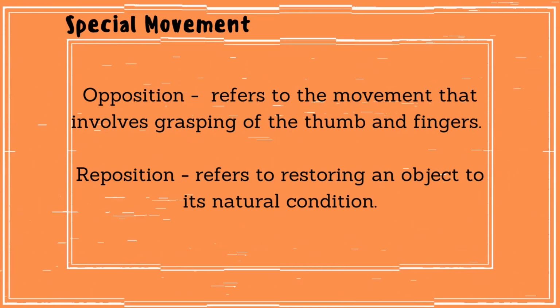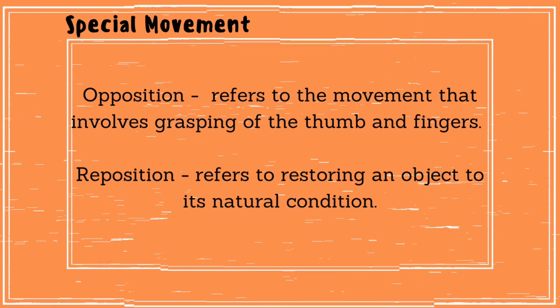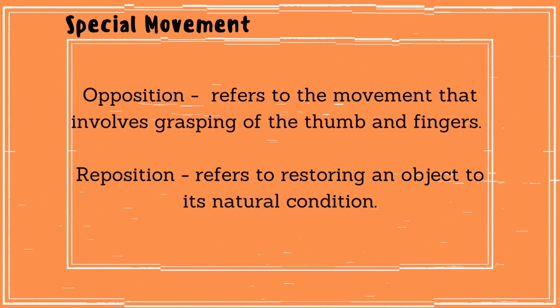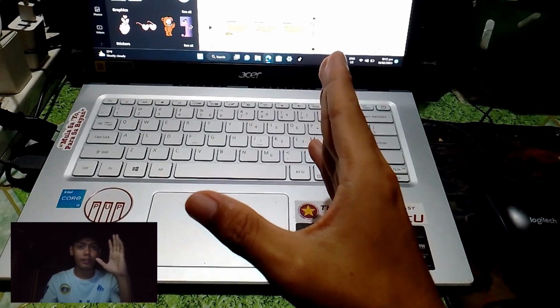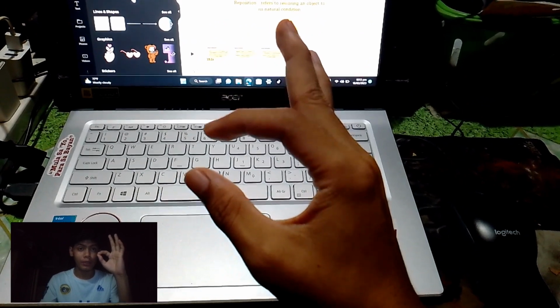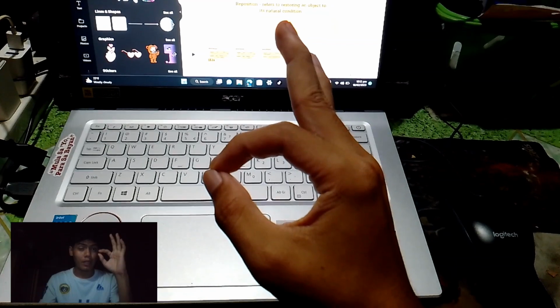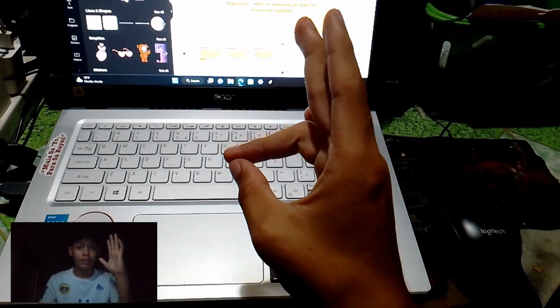And the last is the opposition. When we say opposition, it refers to the movement that involves a grasping of the thumb and finger. And when we say reposition, it refers to restoring an object to its natural condition. For example, my finger. When my thumb or finger meets the tip of another finger, that's what we call opposition. And when my finger is back to the original form, that's what we call the reposition.